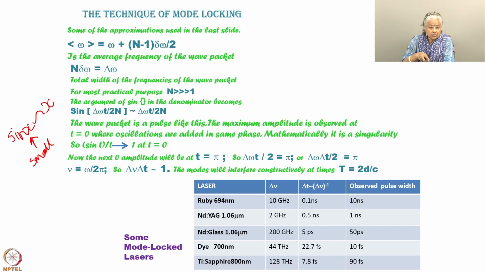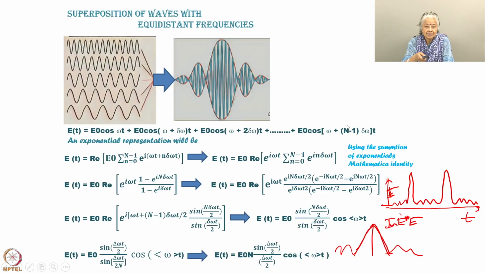When t equal to 0, the oscillations are added in same phase. Mathematically, it is a singularity. So, basically sin t by t at t equal to 0 tends to 1. It is a singularity. So, if I go back, this is a singularity here.